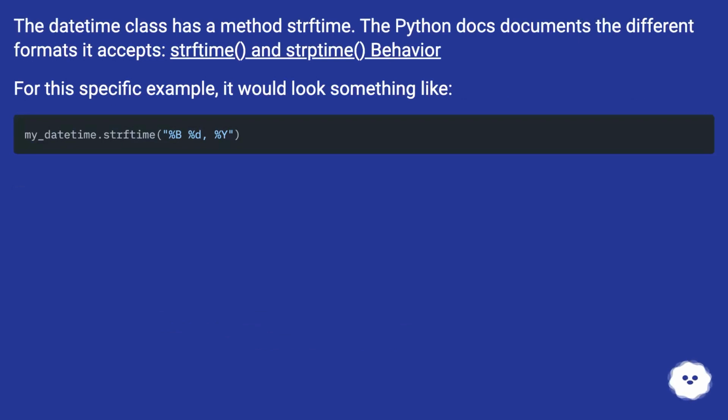The datetime class has a method strftime. The Python docs document the different formats it accepts, in strftime and strptime behavior. For this specific example, it would look something like.